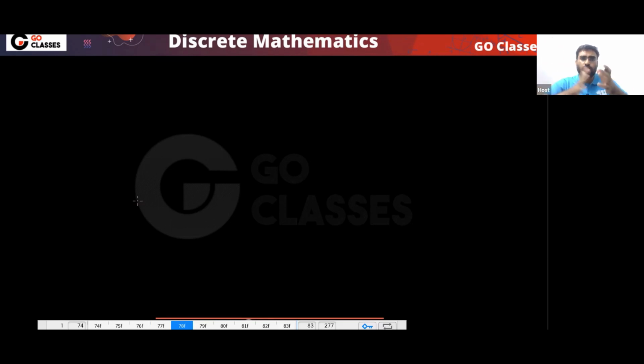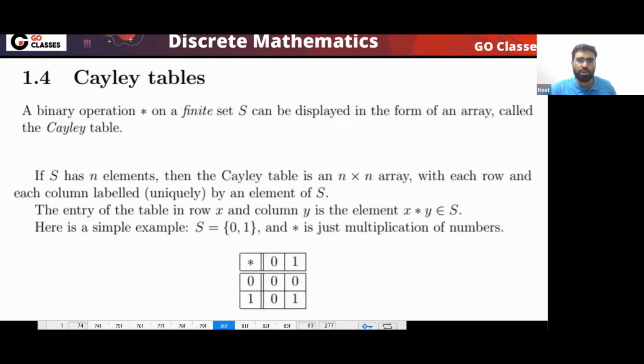Let me tell you, in group theory you have many structures: monoid, semigroup, groupoid. But the most interesting structure is the group. So most of the time we will study the Cayley table of a group. But you can create a Cayley table for any structure you want. So what is a Cayley table? You already know. A Cayley table means an operation table.